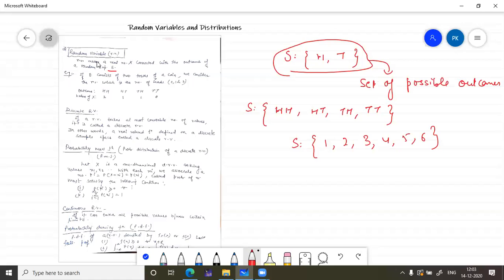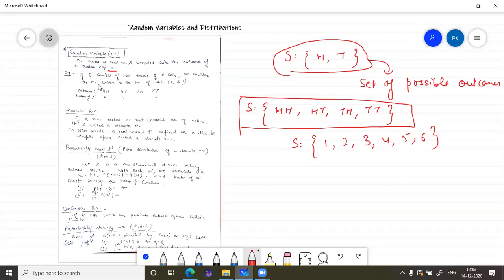Now come to the random variable. What we call the random variable means a real number x that is connected with the outcome of a random experiment. Here we denote the random experiment by E. So let us see an example. Suppose if you toss two coins, then this is the set of possible outcomes here, right? Head head, head tail, tail head, and tail tail.